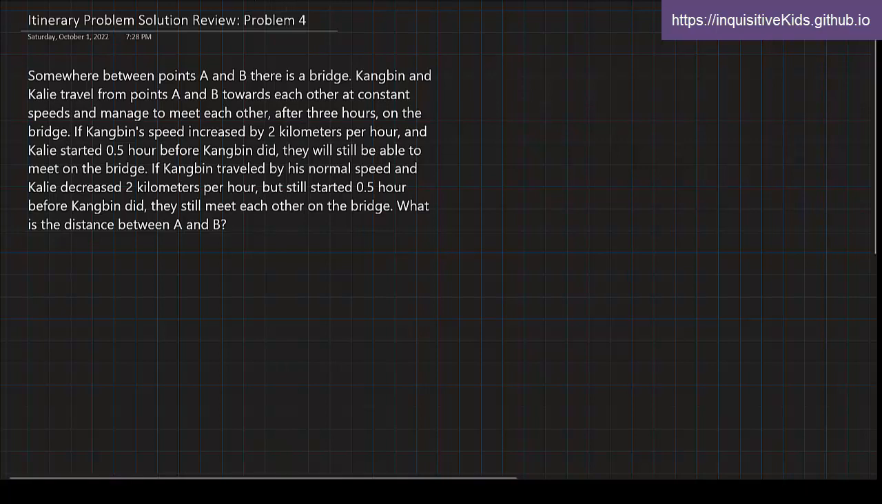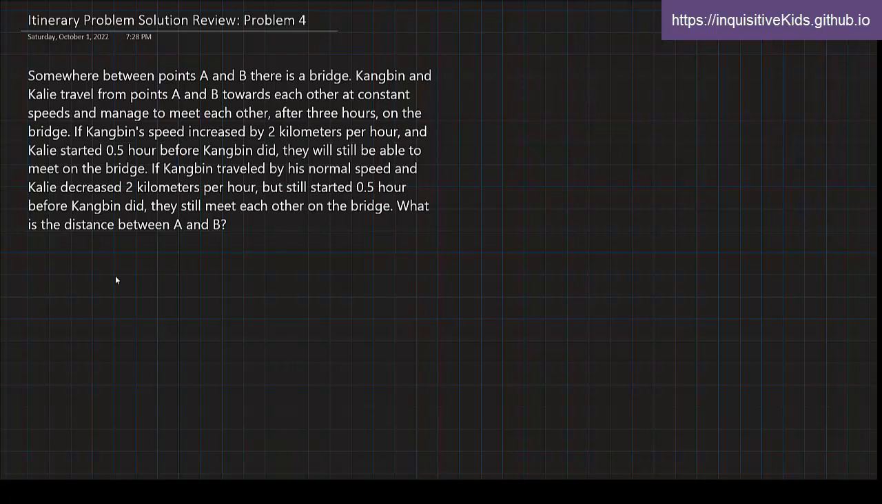So what this is saying here is that one person's speed increased, but the other person, who still has her normal speed, is going 30 minutes earlier, so she has a head start. If Kangbin traveled at his normal speed and Kalie decreased her speed by 2 kilometers per hour, but still started 0.5 hours before Kangbin did, they still meet each other on the bridge. What is the distance between A and B? Just to clarify, A and B are not the two ends of the bridge, but the bridge is somewhere in between them.